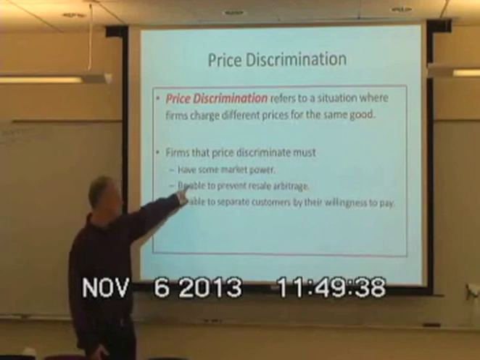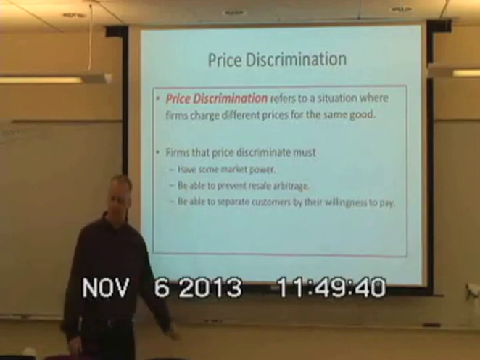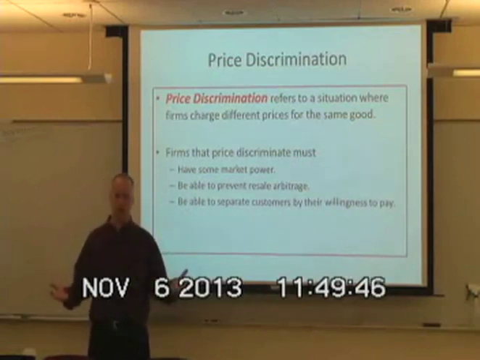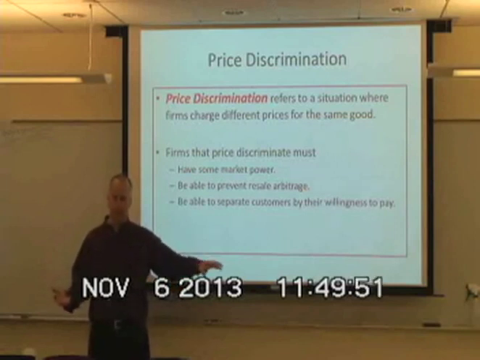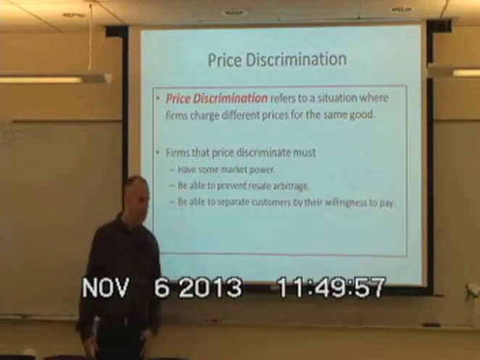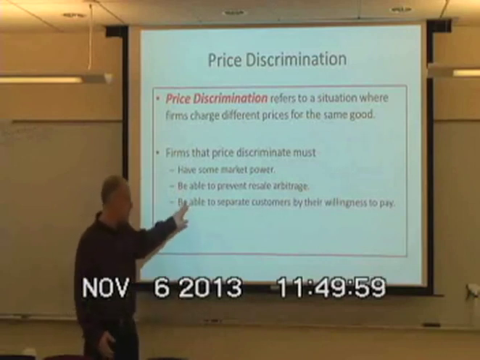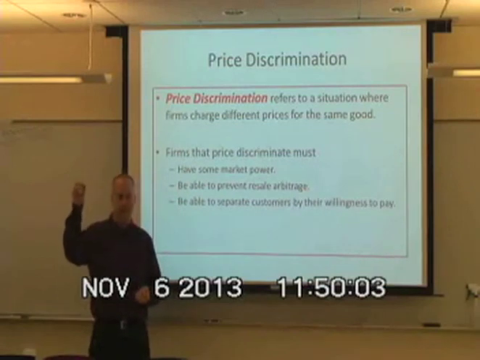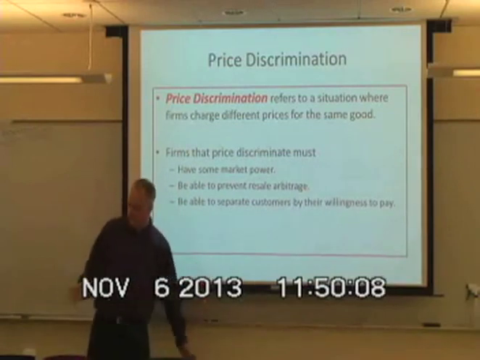I must be able to prevent resale arbitrage. By this, what I mean is that if I'm selling at a high price in one market and a low price in the other market, then there has to be something to stop the consumers who can buy at the low price from simply turning around and selling to the other customers themselves. That's resale arbitrage. And then finally, I must be able to separate customers by their willingness to pay. I need to figure out which ones are willing to pay a lot, which ones are willing to pay a little, and charge them differently somehow.